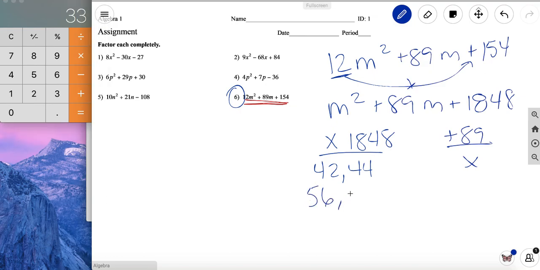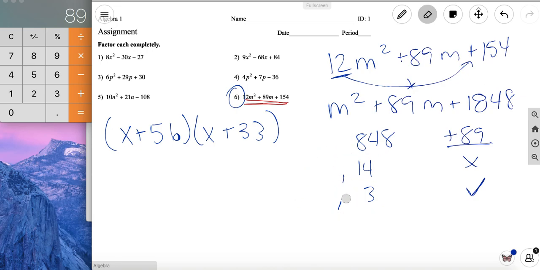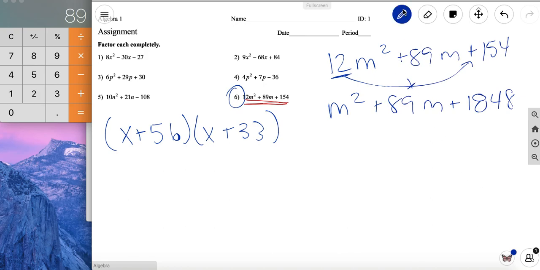56 and 33. Let me just check my math before I make another mistake on camera. This does add to get me 89, so here's our winner. Okay, so it's okay to make mistakes. Just make sure you always correct and check your answers. So we get 56x and we get x plus 33. Okay, for all my space I need to erase this. Alright, now back to our problem.